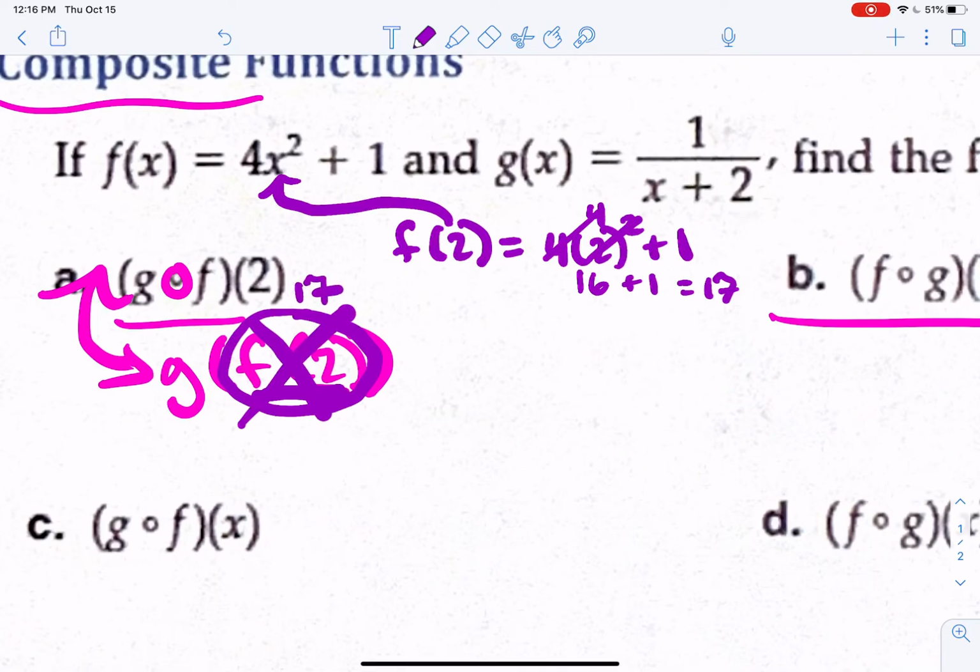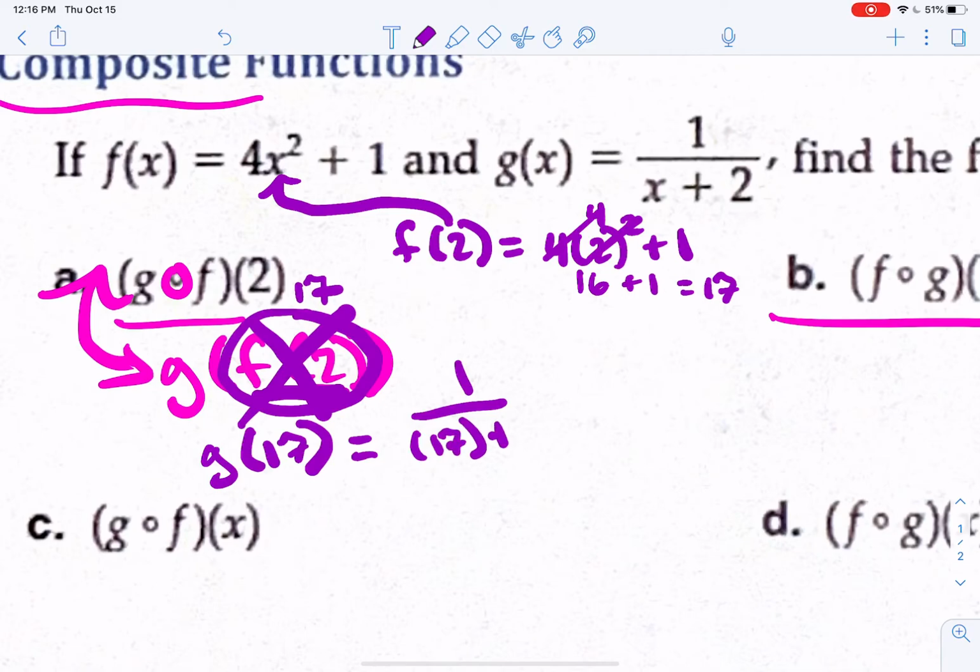And now I just need to figure out what G of 17 is. I know that F of 2 is 17, so I replace F of 2 with that 17, and now I just need to find G of 17. So I do 1 over 17 plus 2, because I'm taking 17 and plugging it in here.